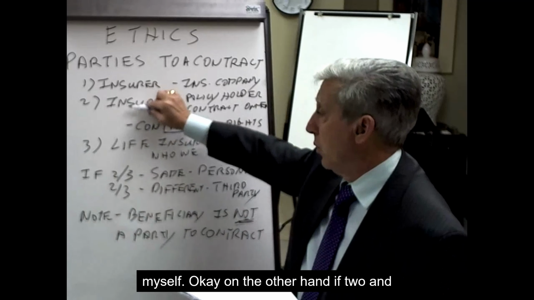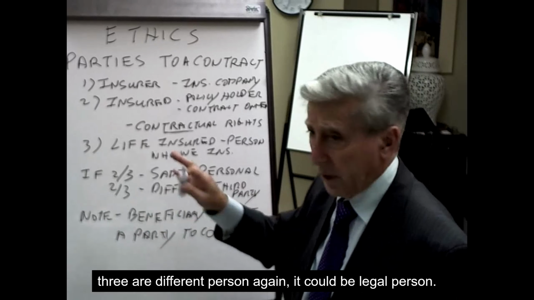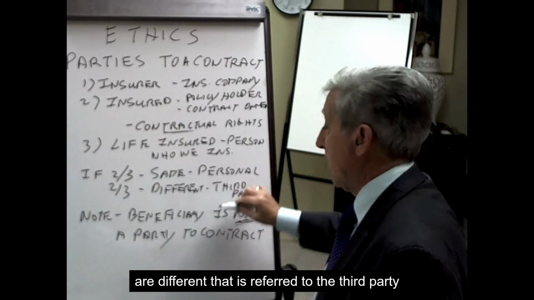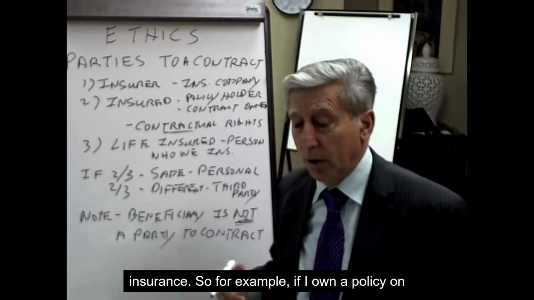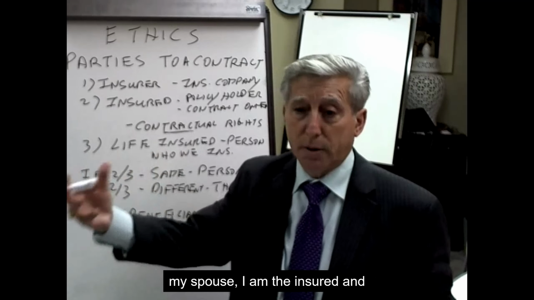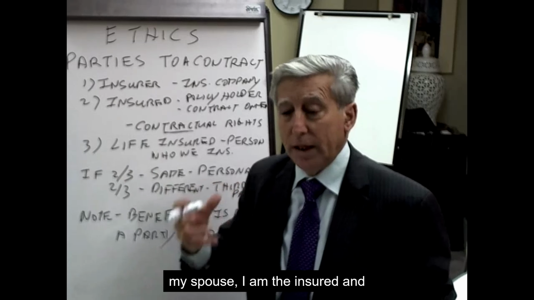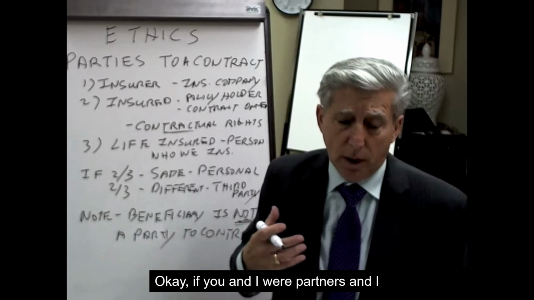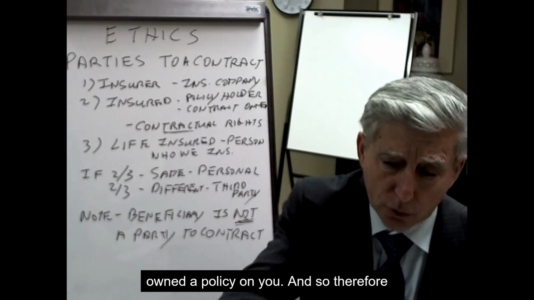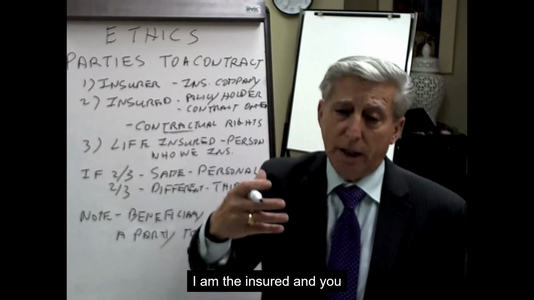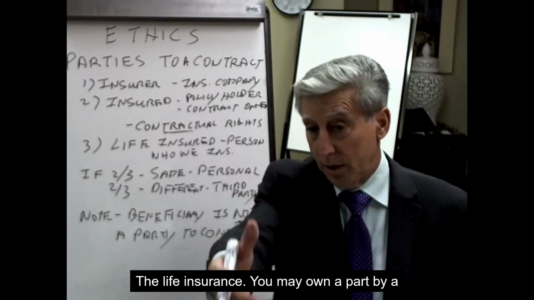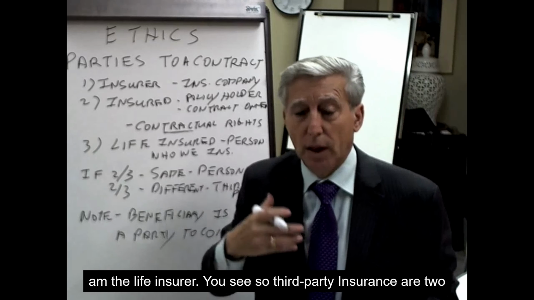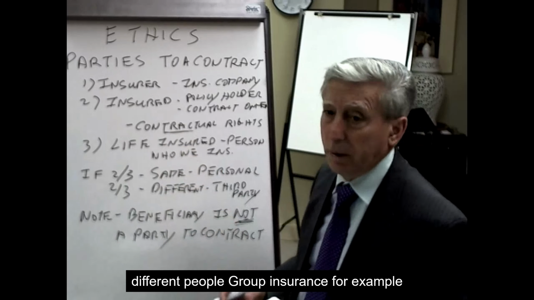On the other hand, if 2 and 3 are different persons, whether a legal person or a natural person, but the names here are different, then it's referred to as third-party insurance. So, for example, if I own a policy on my spouse, I am the insured and she is the life insured. If you and I were partners, and I owned a policy on you, then I am the insured and you are the life insured. You may own a policy on me, so you are now the insured and I am the life insured. So third-party insurance involves two different people.